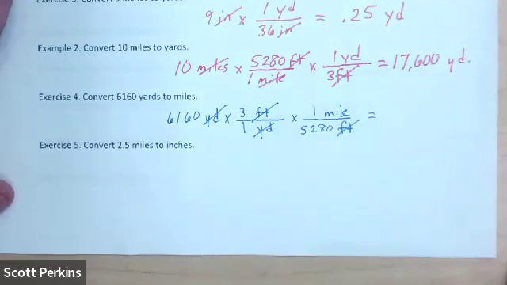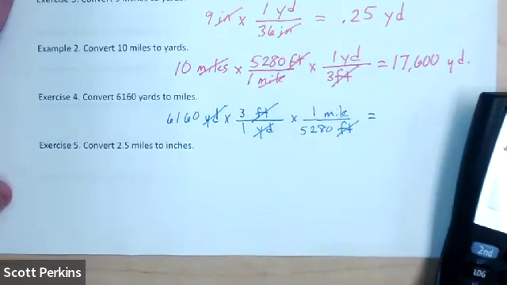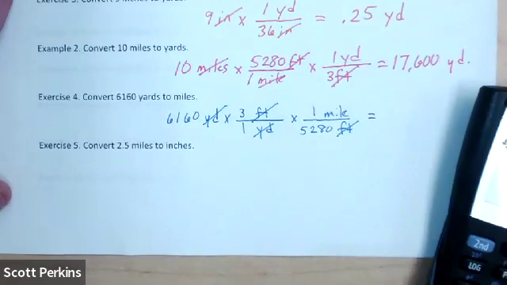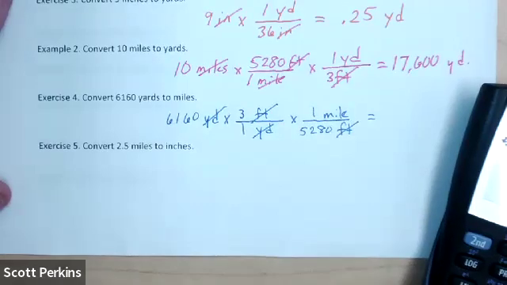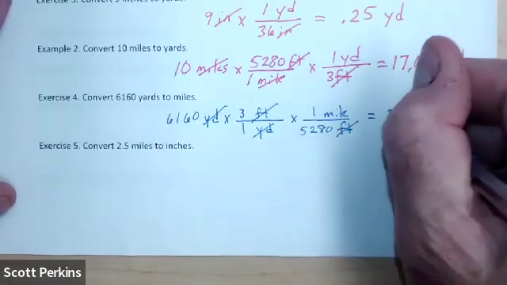Again, just like before, it doesn't matter what order you do these operations in. So I'm just going to do the 6,160. I'm going to multiply that by 3. And then I'm going to divide that by 5,280. And I end up with 3.5.